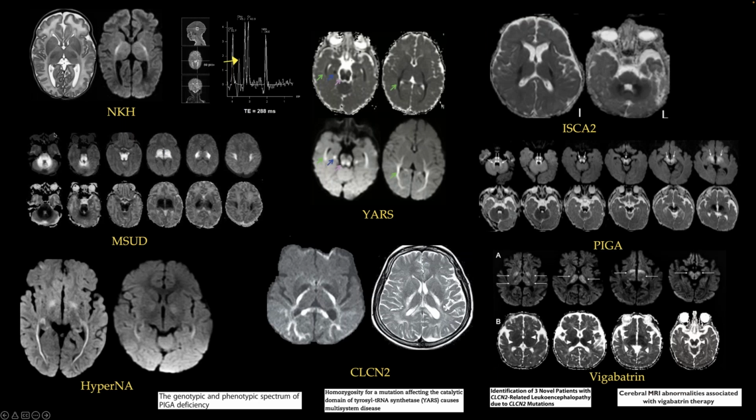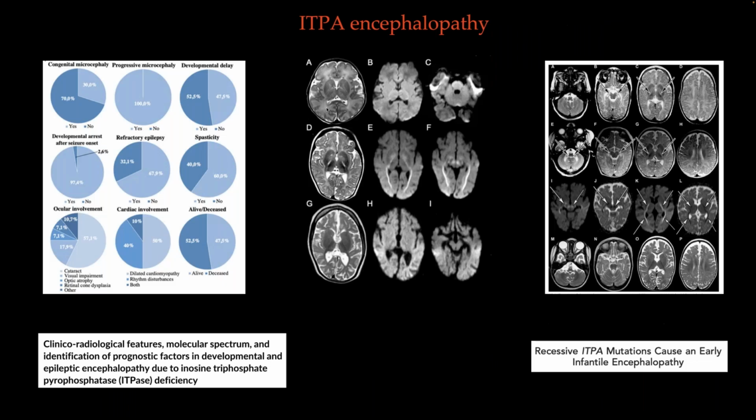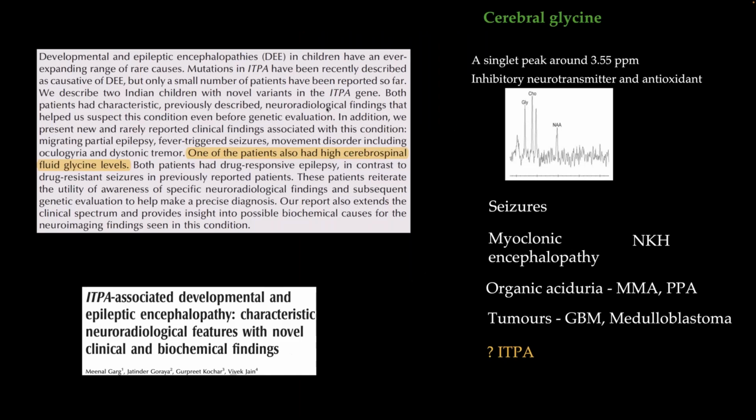Mitochondrial tRNA disorders, NKH, and hyponatremia can also present, and other possibilities such as PIGA deficiency. Vigabatrin is not relevant in this case. CLCN2 is more in other age groups, and MCUD, the imaging pattern is also not typical of what we've seen in our case. So these are the differentials, and ITPA is the working diagnosis, at least on the imaging findings. Dr. Vivek, do you want to elaborate on the paper you have published with the glycine levels? It could be a mimic of NKH.